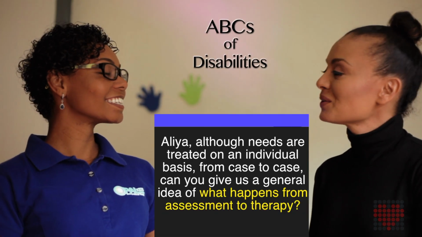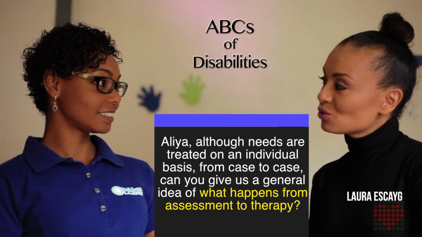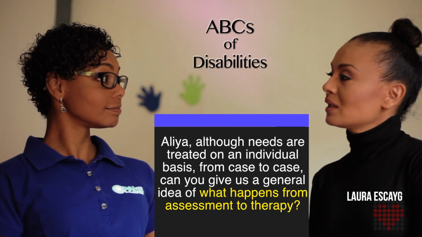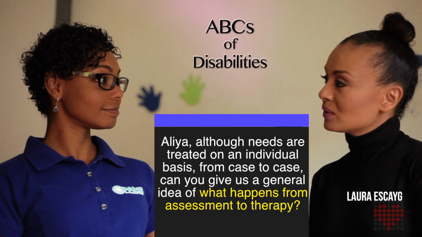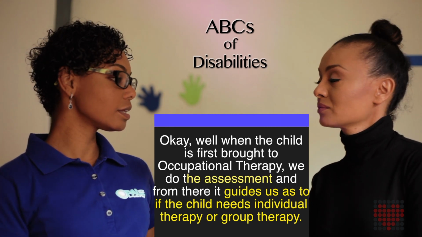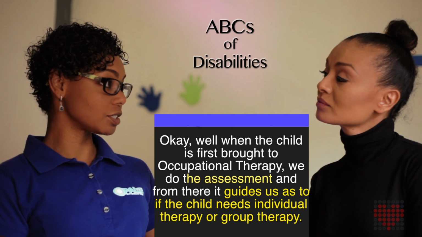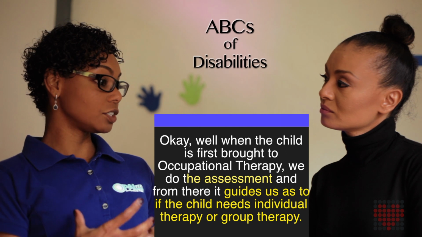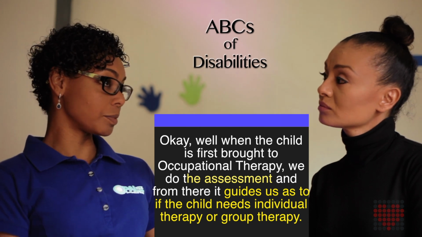All right, so Aliyah, although needs are treated on an individual basis, from case to case, can you give us a general idea of what happens from assessment to therapy? Okay, well, when the child is first brought to occupational therapy, we do the assessment, and from there, it kind of guides us as to if the child needs individual therapy or group therapy.